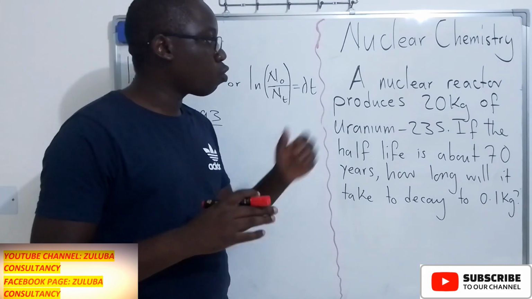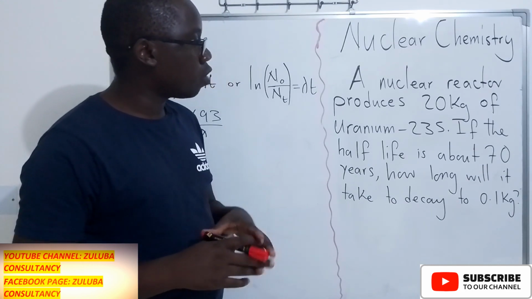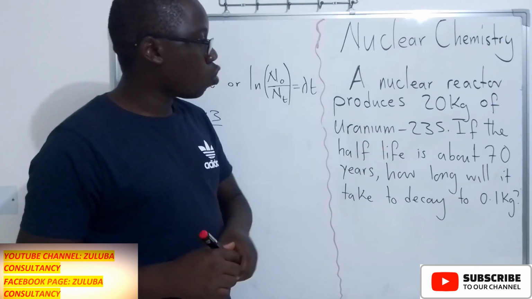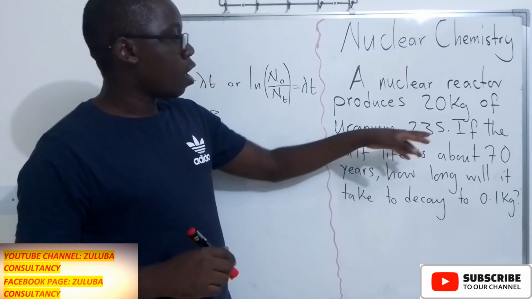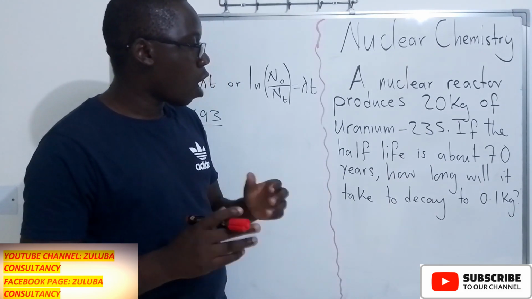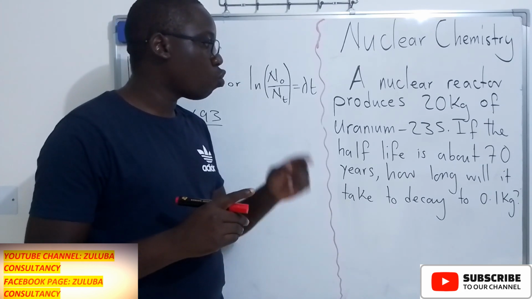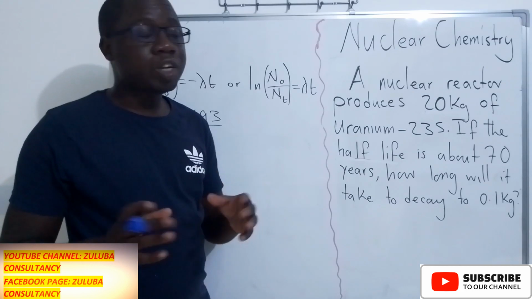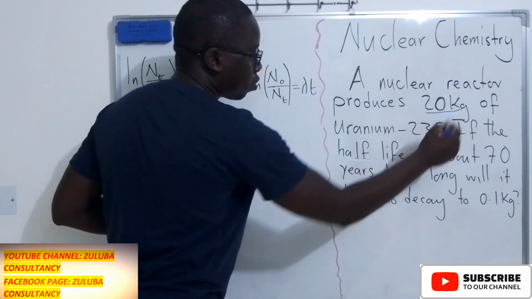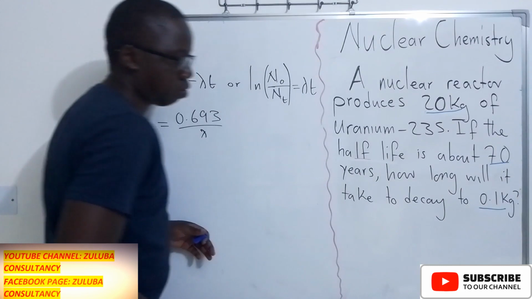The question that we want to look at reads: a nuclear reactor produces 20 kg of uranium 235. If the half-life is about 70 years, how long will it take to decay to 0.1 kg? From the question, you can notice that we have been given the initial mass, the half-life, and the final mass.